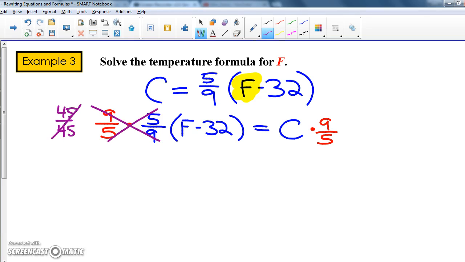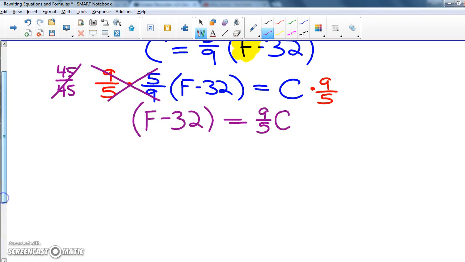On the left side, I'm left with F minus 32 equals C times 9/5. Think about it. If that were C times 2, what would be a better way to write that? It would be 2C. So if it's C times 9/5, it's 9/5 C. Now that the stuff is gone on the left side outside the parentheses, I don't actually need the parentheses anymore. There's nothing to separate it from. So I'm just going to rewrite this without the parentheses.